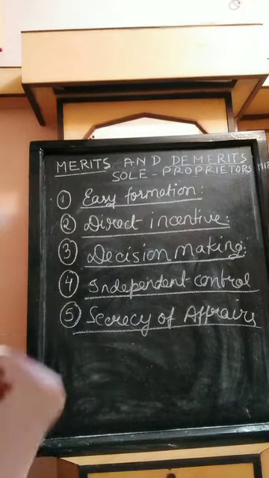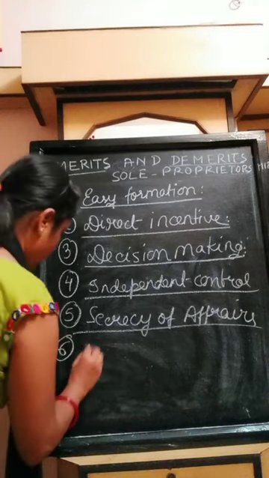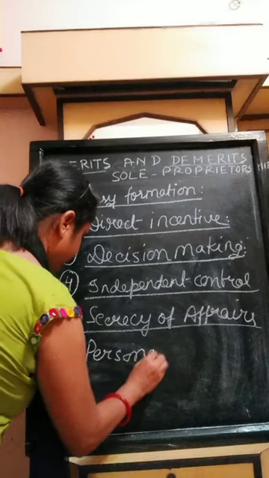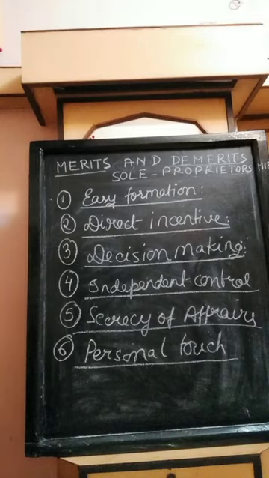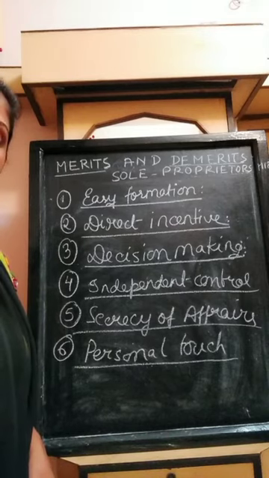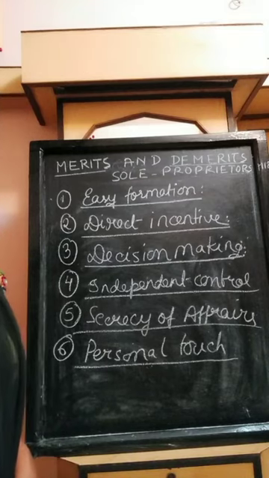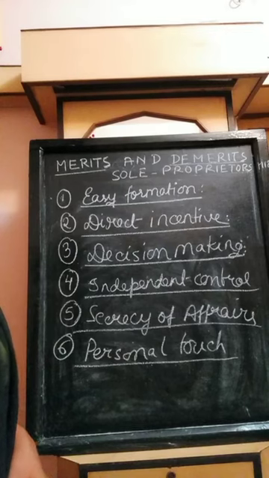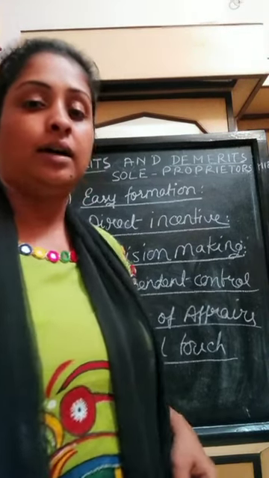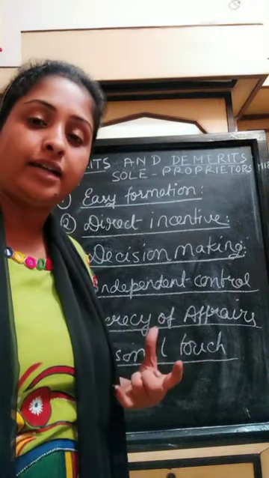Now coming to the next important point, personal touch. We have to keep in mind that in case of a sole proprietorship business, the proprietor is always in personal touch. He maintains a direct relationship. He is in direct contact with the customers, as well as with the employees of the organization also, because it is small.